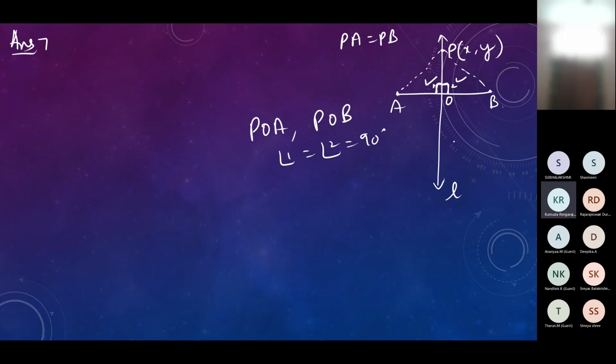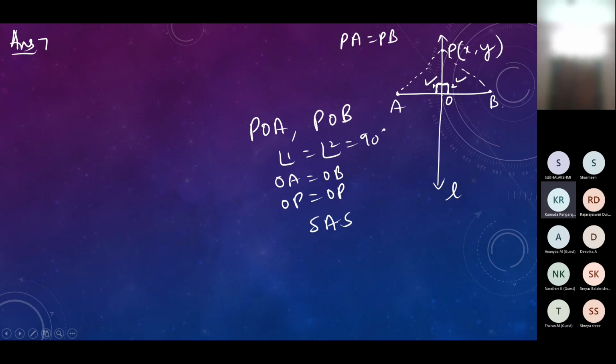Then OA is equal to OB because it is the perpendicular bisector. And then OP is equal to OP, common side. So by SAS, two sides and included angle, the SAS congruence criterion, the two triangles are congruent to each other. And hence PA is equal to PB by CPCT, the corresponding parts of congruent triangles are congruent. But you don't have to write all this. You take the result straight away.